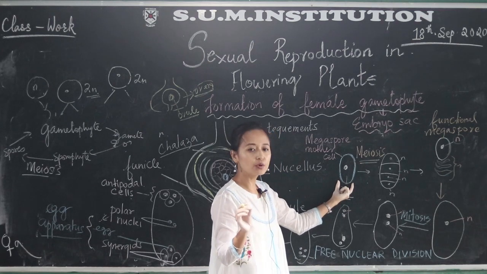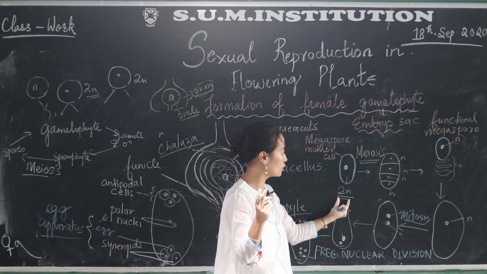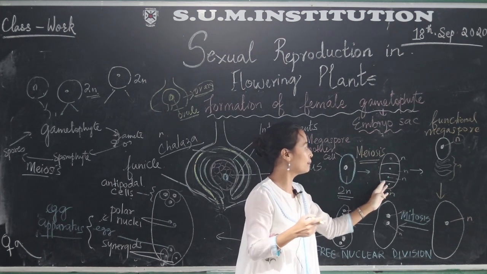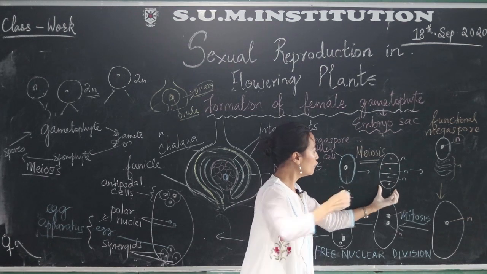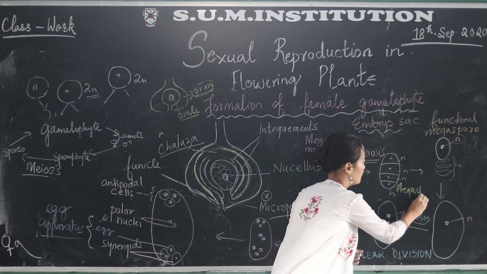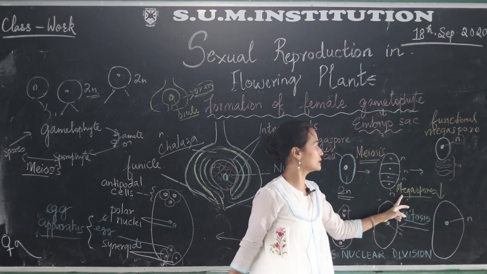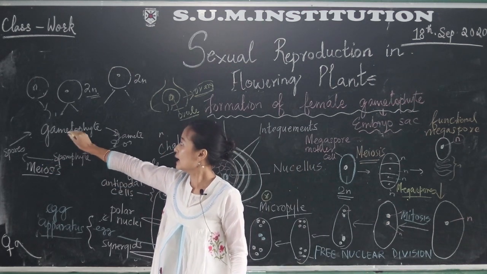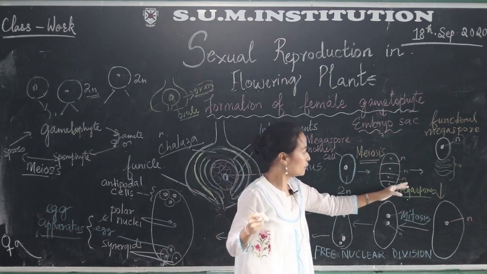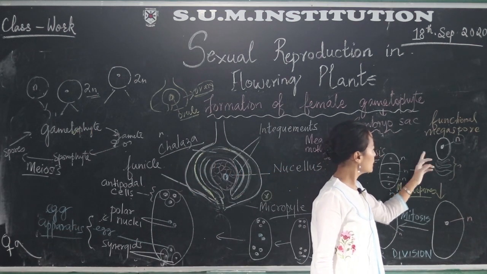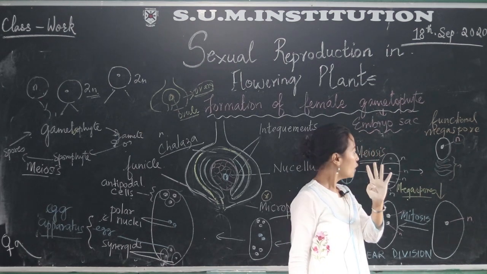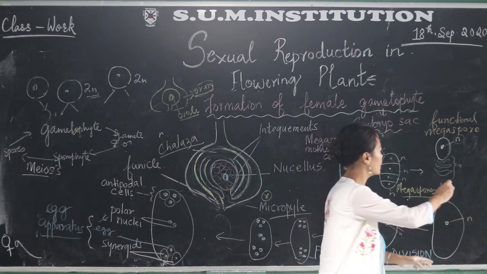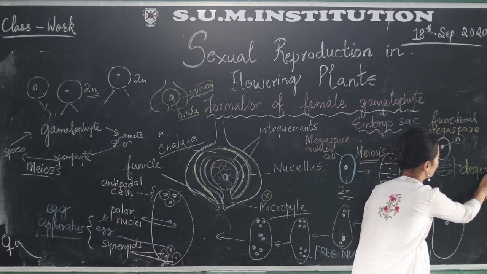This megaspore mother cell was diploid. It had 2 sets of chromosomes. Now by meiosis it will form 4 cells, and all the cells are haploid. Out of the 4, these are the megaspores. Now the spores have to again germinate to produce the gametophyte. For this, out of the 4 megaspores, only 1 megaspore stays, whereas the rest 3 degenerate.